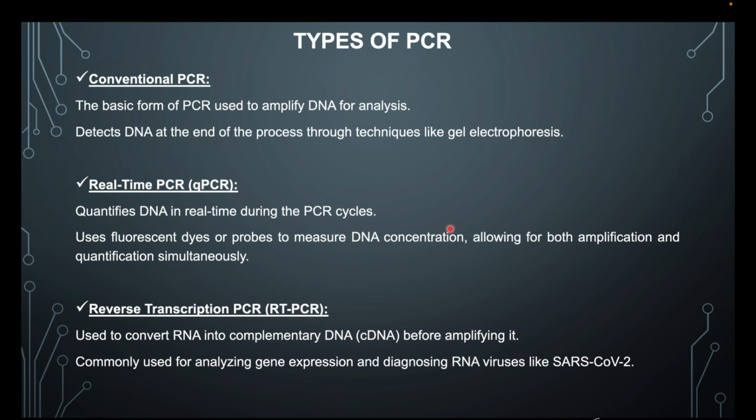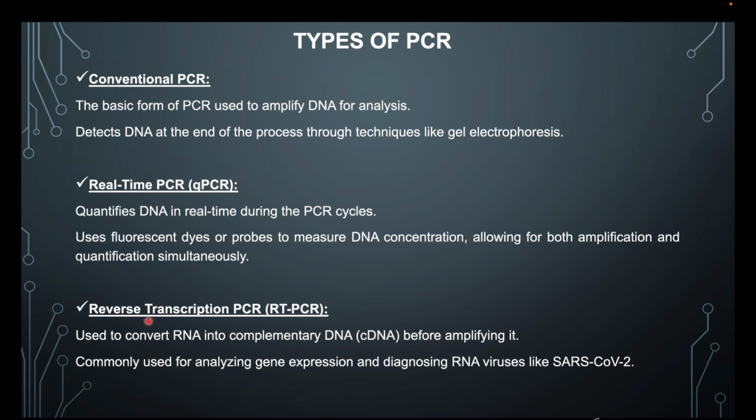Now the types of PCR. There are different kinds of PCR for different purposes. We have conventional PCR. Conventional means traditional, the simplest basic form of PCR used to just amplify DNA for analysis. Nowadays we use advanced PCR called real-time PCR or quantitative PCR, in which you can see the results in real time, okay, with the help of fluorescence. So it uses fluorescent dyes or probes to measure DNA concentration.